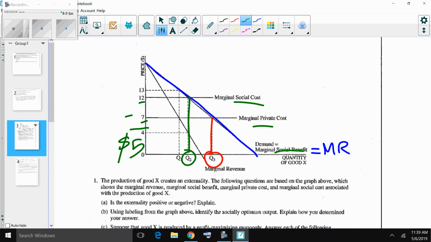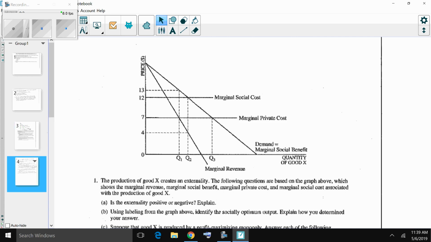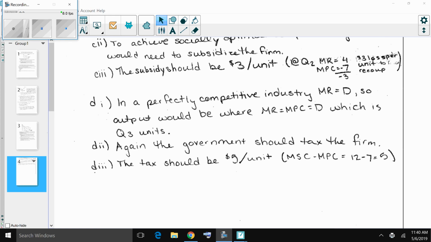Now I'm going to show you how I wrote out my answer so you can see what it looks like on the answer I turned in. Here you can see exactly what I wrote. In a perfectly competitive industry, MR equals D. So output would be where MR equals MPC equals D, which is at Q3. And we should tax this firm per unit tax of $5.